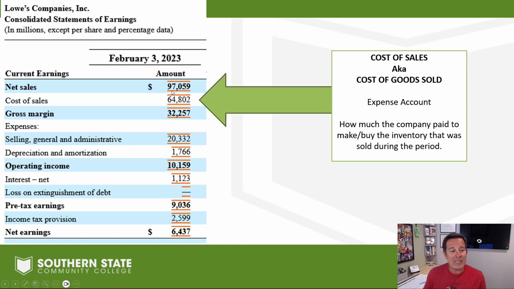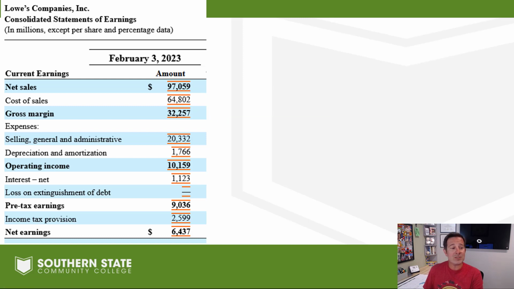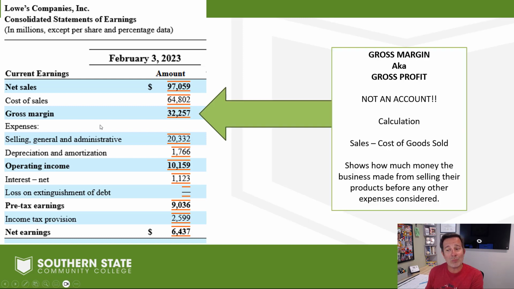They sold $97 billion worth of goods net, which means that number has returns and allowances subtracted out of it. Stuff people brought back is subtracted out of that number until we get $97 billion in net sales. They paid $64 billion for that inventory that was sold, which gives us the number below, gross margin.